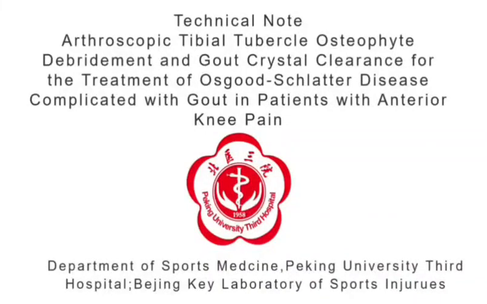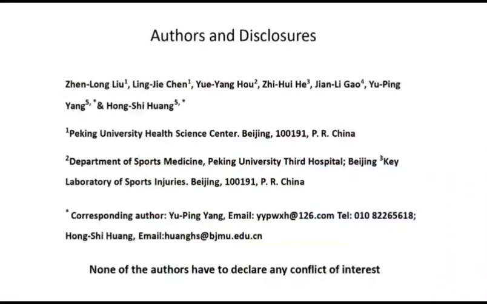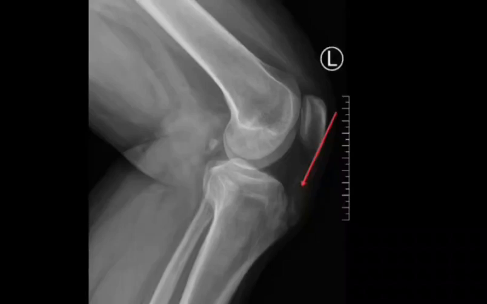This video mainly introduces arthroscopic tibial tubercle osteophyte debridement and gout crystal clearance for the treatment of osteoskeletal disease complicated with gout in patients with anterior knee pain. The orders and disclosures are as shown in the figure.